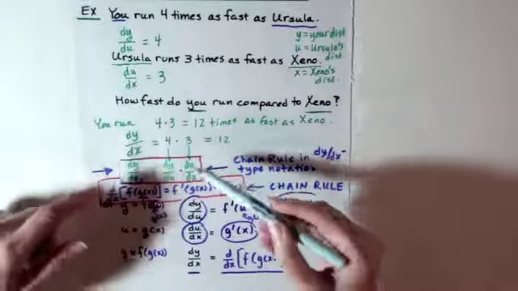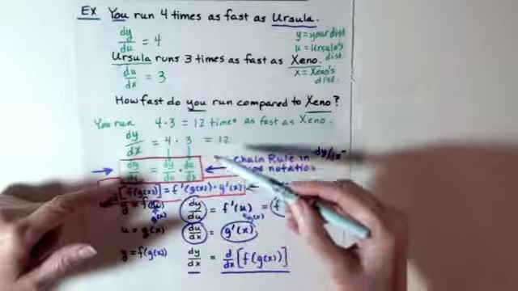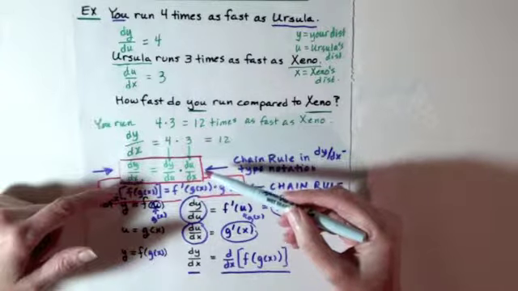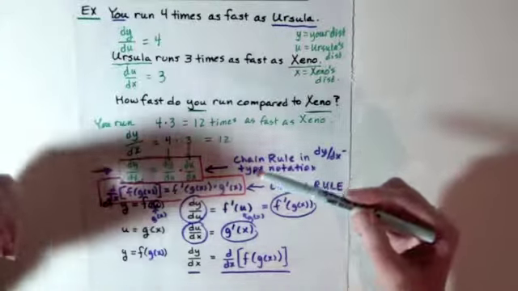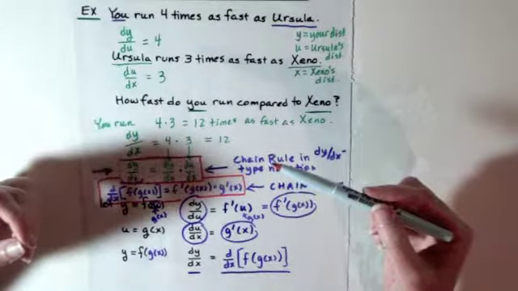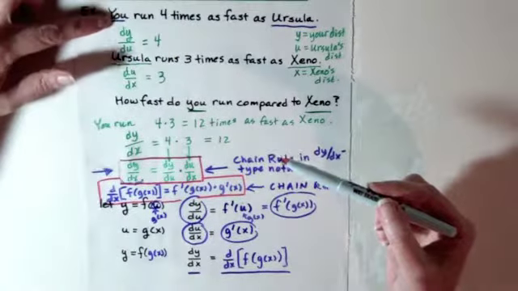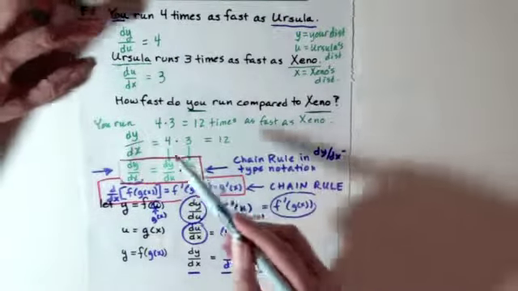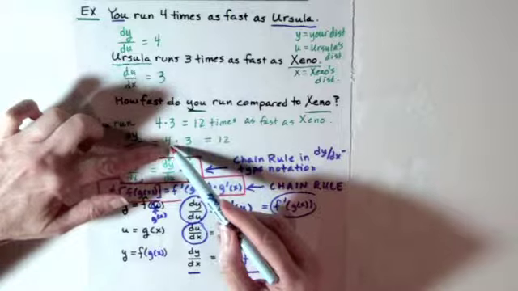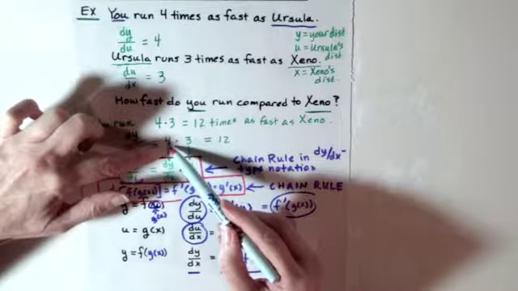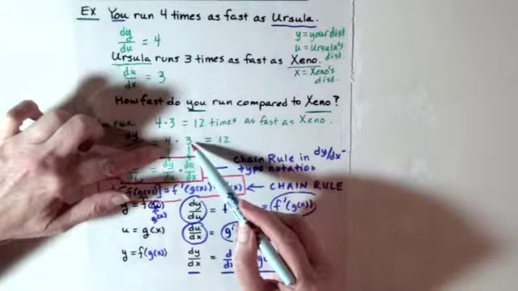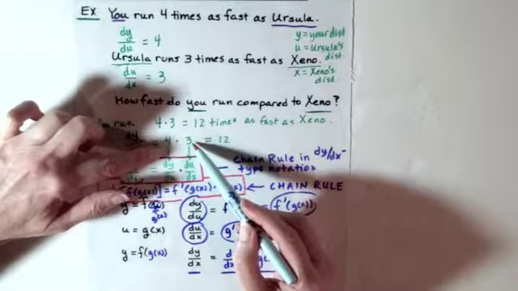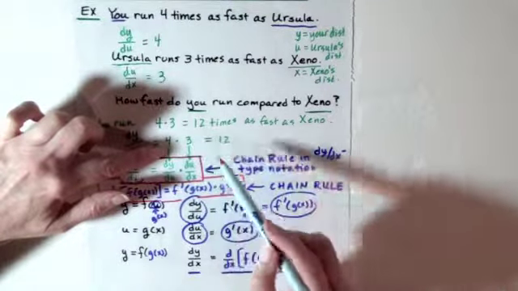And remember that this alternate form kind of made intuitive sense. It was really saying that linked rates of change just multiply together. If I want to know how fast I run compared to Zeno, I do my speed compared to Ursula, 4 times as fast as Ursula, times Ursula's speed compared to Zeno, 3 times as fast as Zeno, and I multiply those together.